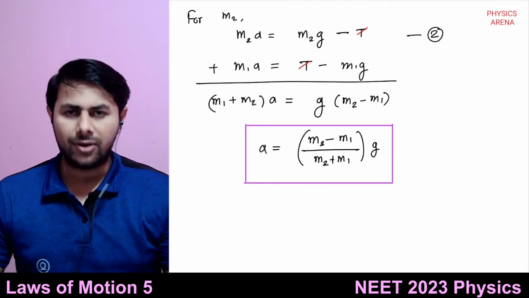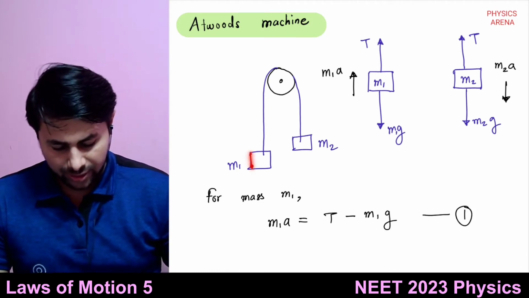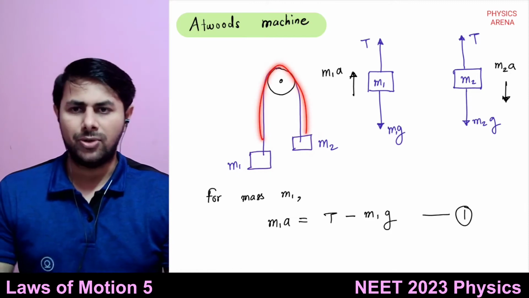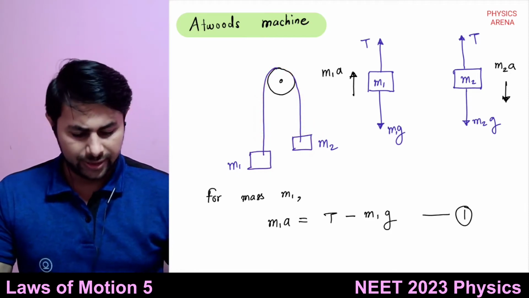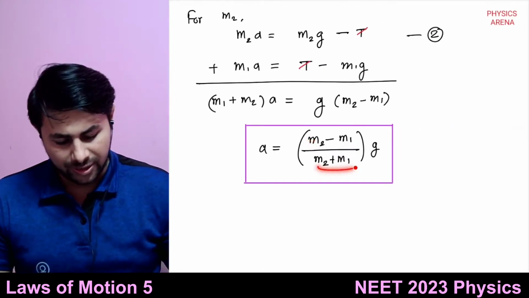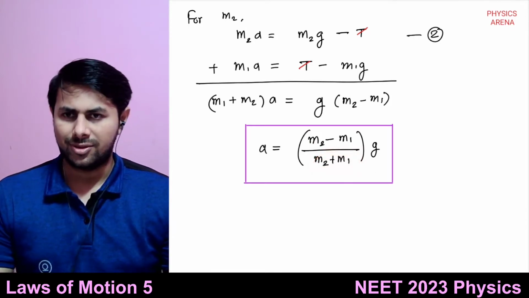So what is Atwood's machine? There are two masses connected to a string which is passing over a pulley. Then the acceleration of this system is: greater mass minus smaller mass, divided by the sum of the two masses, multiplied by g. Is this thing clear?